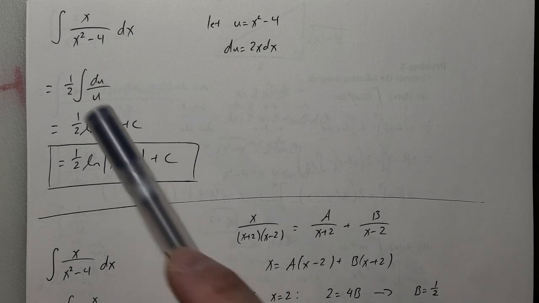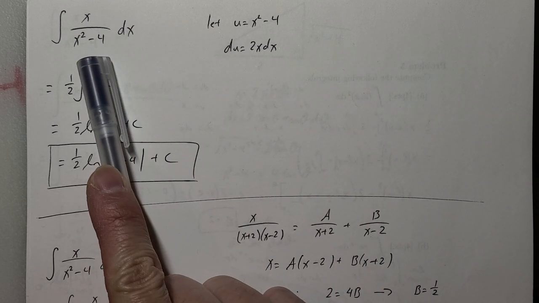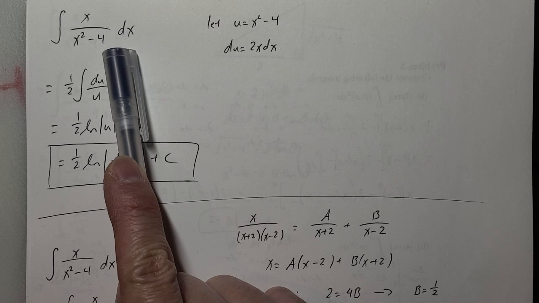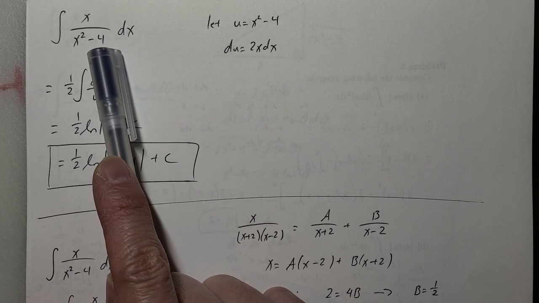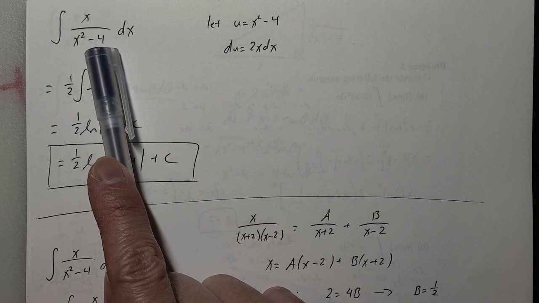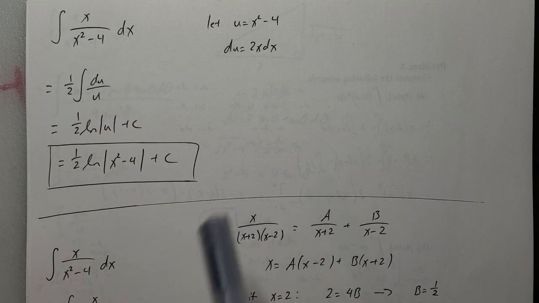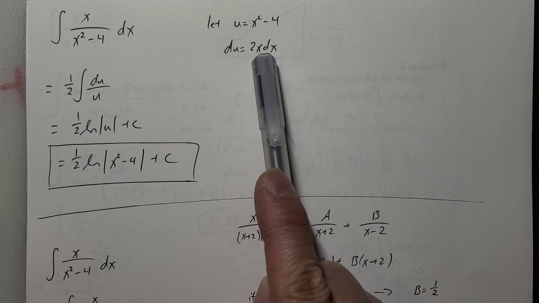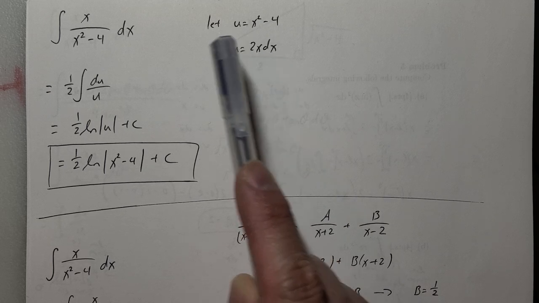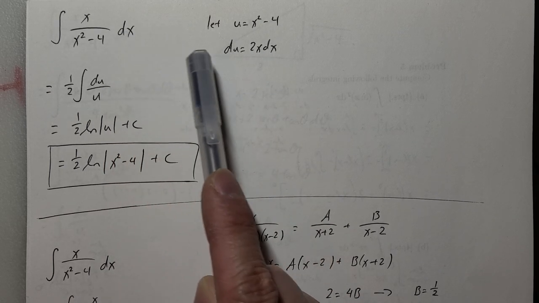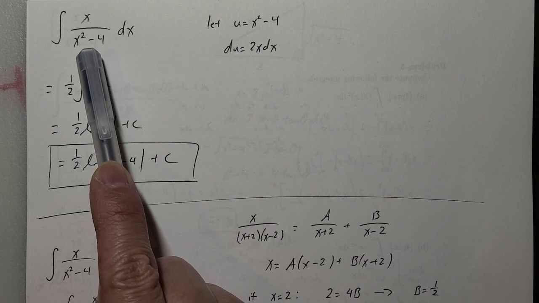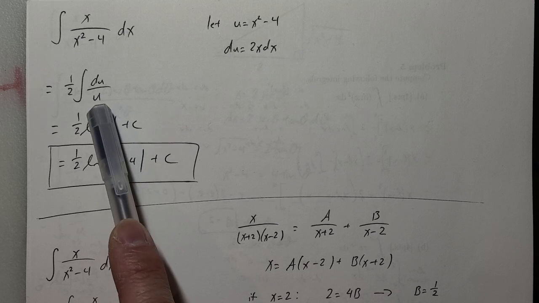Okay? So let's begin. We have the integral here. Once again, it's x over x squared minus 4 dx, okay? Immediately, I could see a substitution can be made. All right, so we just let u be x squared minus 4. du is 2x dx, okay? So x dx is du over 2, or half du, and x squared minus 4 is just u, so our integral becomes this right here.